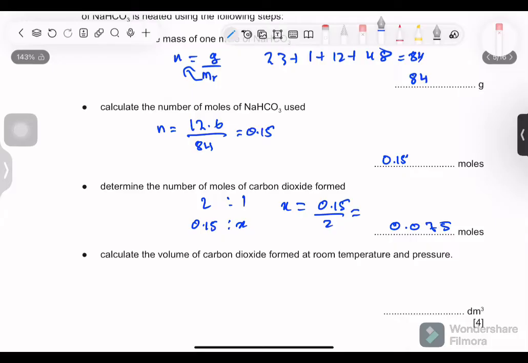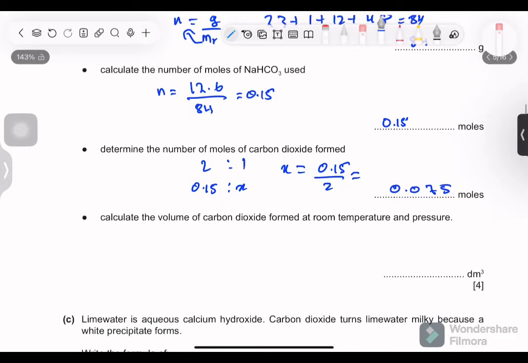Calculate the volume of carbon dioxide formed. So we know that 1 mole of any gas under room temperature and pressure occupies 24 dm cube, and the formula from that is V over 24. Now we want to get the volume, so V equals 24 times the moles, 0.075, which will be 1.8.